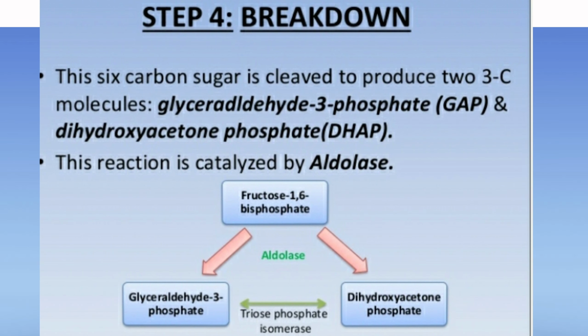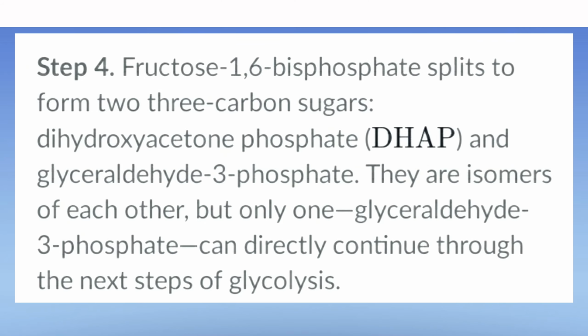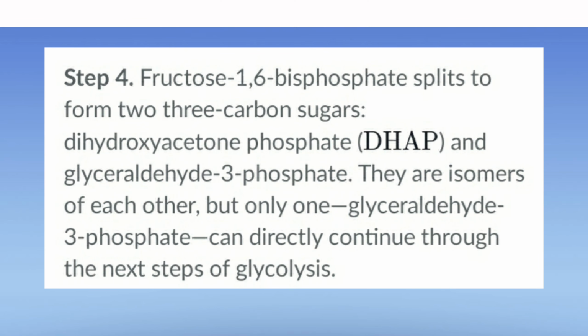The next step is the breakdown or cleavage step, children, where the starting material is fructose 1,6 bisphosphate and two products are formed, children, glyceraldehyde 3 phosphate, dihydroxyacetone phosphate with the help of an enzyme aldolase. Here fructose 1,6 bisphosphate is split into two molecules, children, that is glyceraldehyde 3 phosphate and dihydroxyacetone phosphate. These two molecules are isomers of each other, but only one, glyceraldehyde 3 phosphate, can directly continue through the next steps of glycolysis.